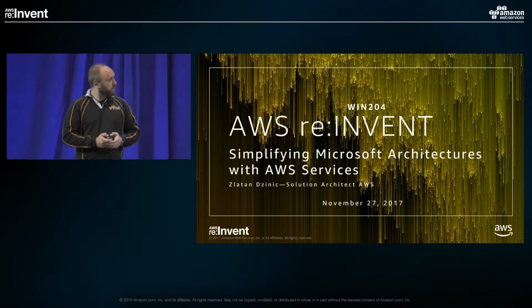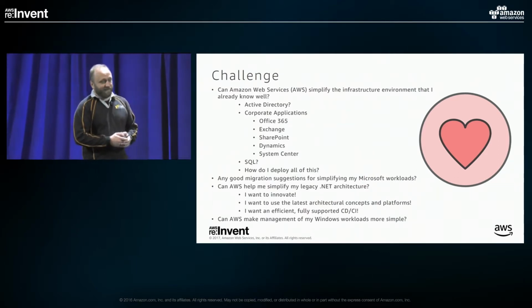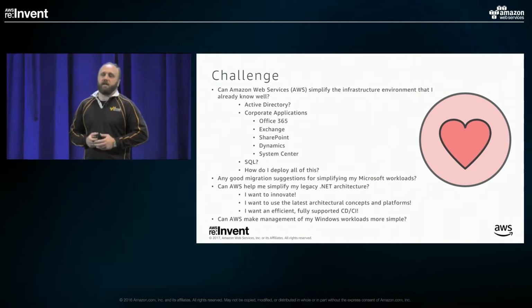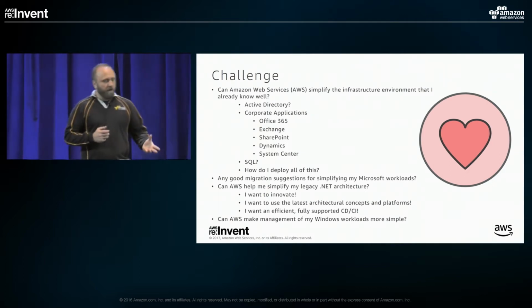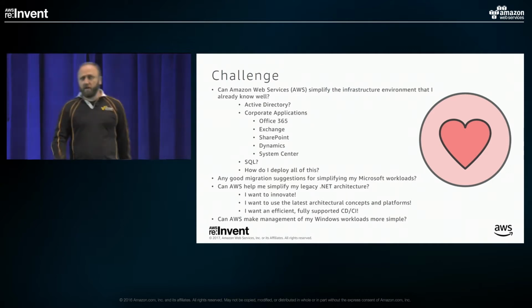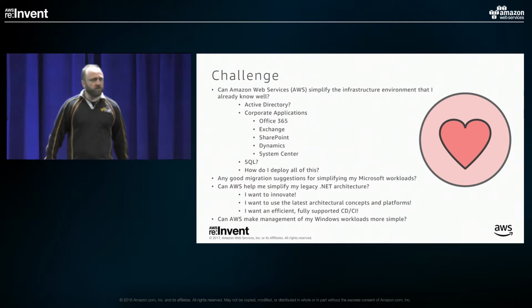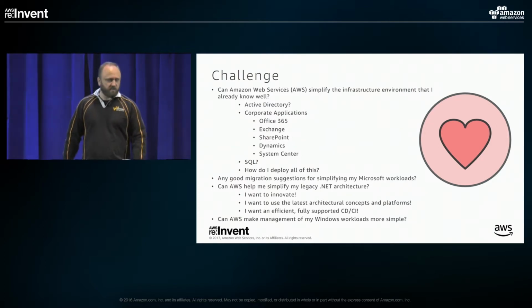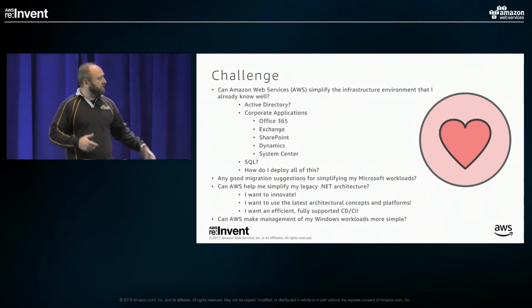So let me start with the challenge. What's the challenge? The challenge really is, how can we simplify our infrastructure environment? What can AWS do for my Microsoft workloads to make them simpler? What about very important things like Active Directory? All your corporate applications, your Exchange, SharePoint, Dynamics, your System Center, and so on. What about SQL? How do I deploy all of this, and how do I do it in a repetitive, stable way, in a predictable way as well?